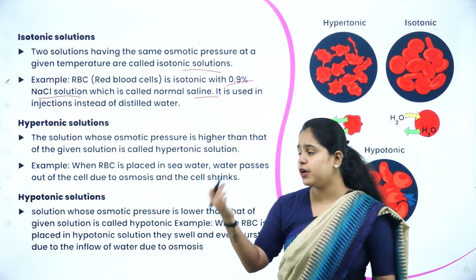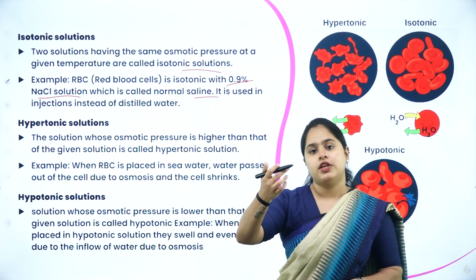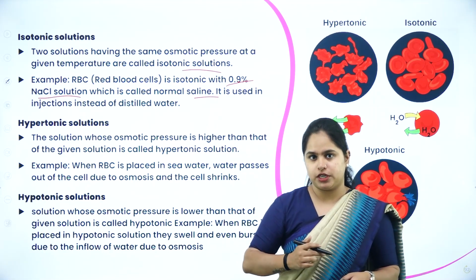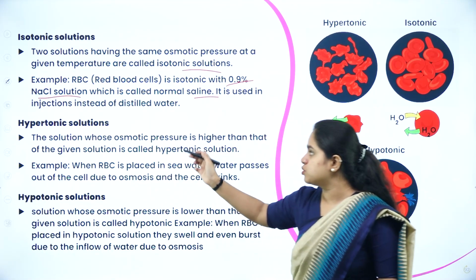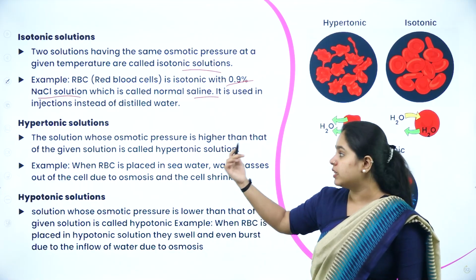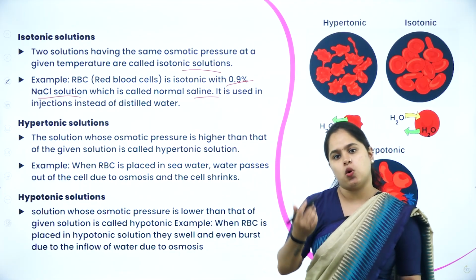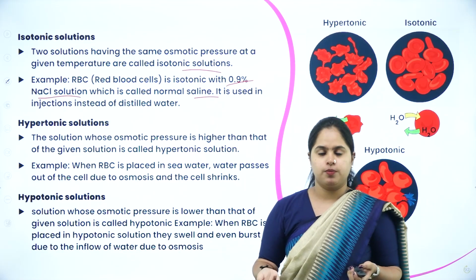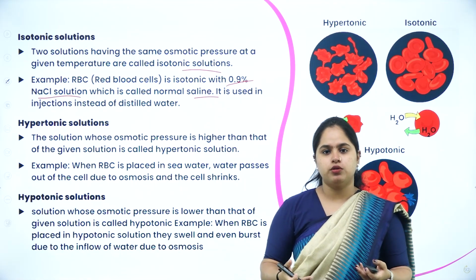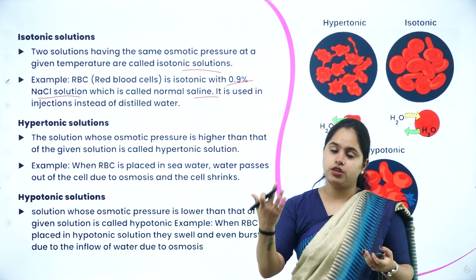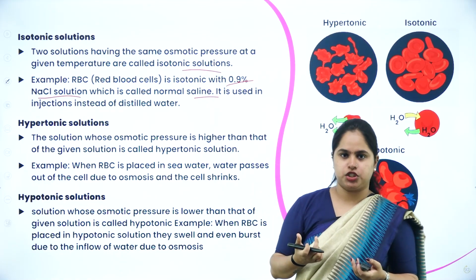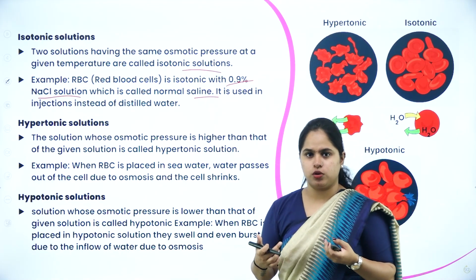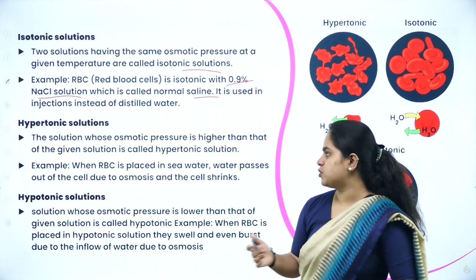Now next is hypertonic solutions. Hyper means it has more osmotic pressure. So the solutions whose osmotic pressure is higher than that of the given solution are called hypertonic solutions. So more than the given solution, the other solution will have higher osmotic pressure. So that is called a hypertonic solution.